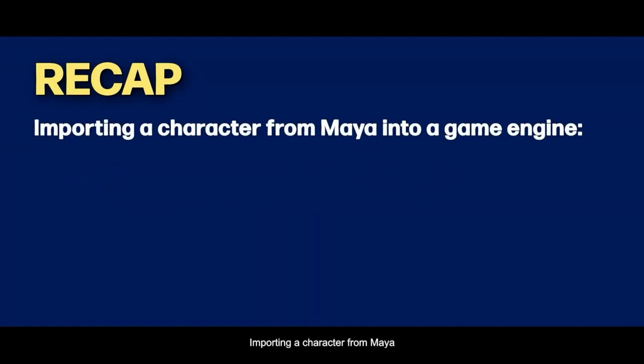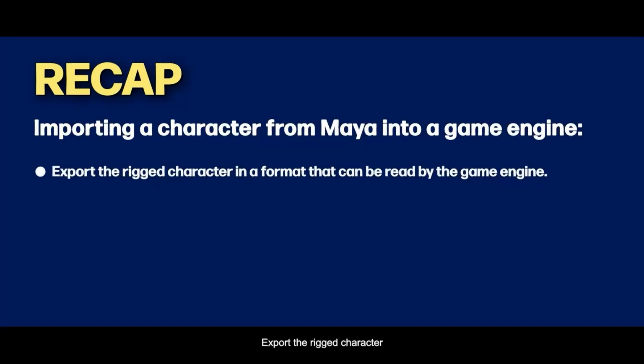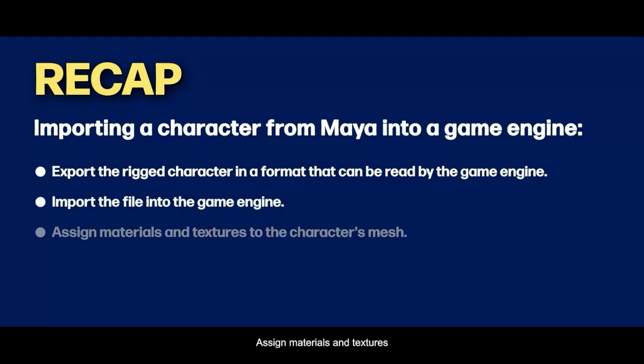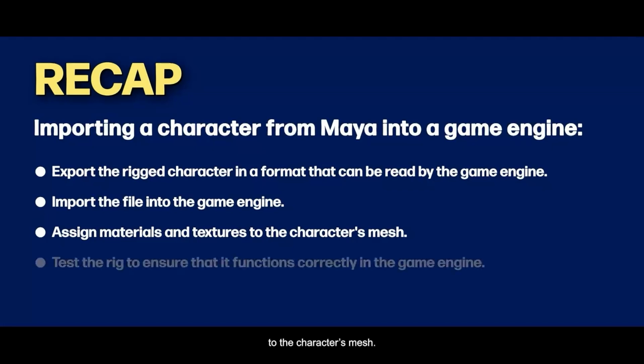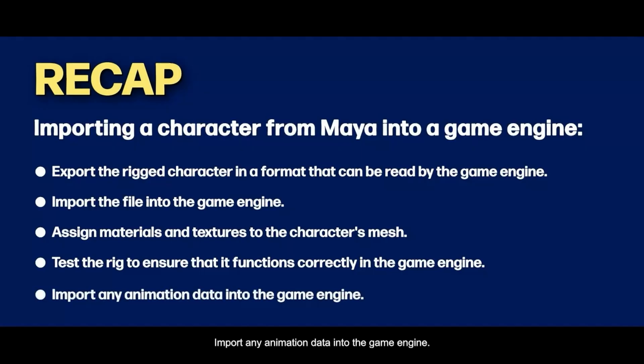Importing a character from Maya into a game engine. Export the rigged character in a format that can be read by the game engine. Import the file into the game engine. Assign materials and textures to the character's mesh. Test the rig to ensure that it functions correctly in the game engine. Import any animation data into the game engine.